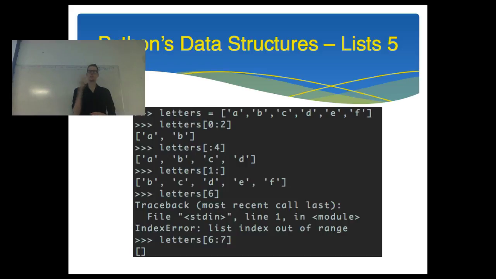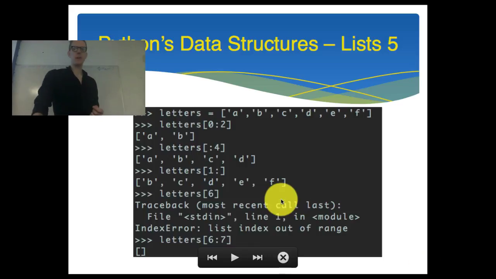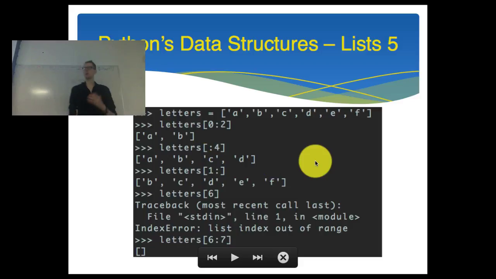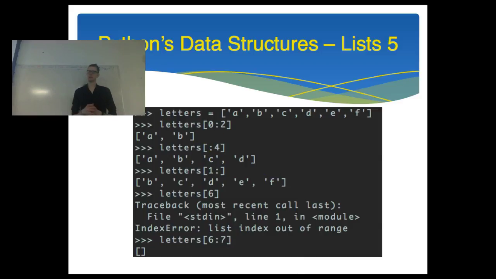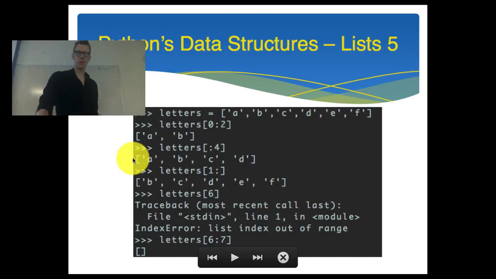Now, some of the numbers on either side of this colon are optional. If you don't specify them, Python will figure out what's going on and go from the beginning or the end of the list as is appropriate. So if you do letters with no number there and then a colon 4, it will know to go from the beginning of the list up to, but not including index 4. And so we get the beginning up to, but not including index 4. Remember, because we start counting at 0, that index 4 is going to be 0, 1, 2, 3, 4. It's going to be this E, so we don't get that E.